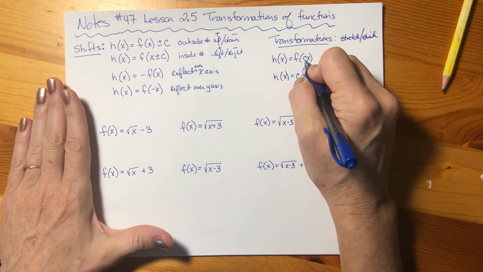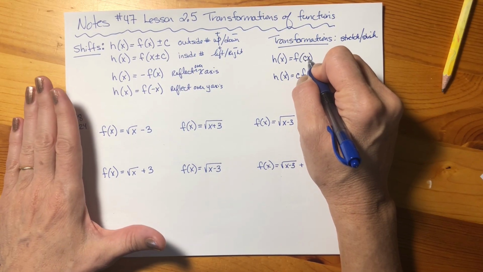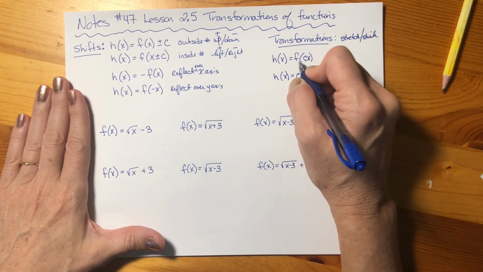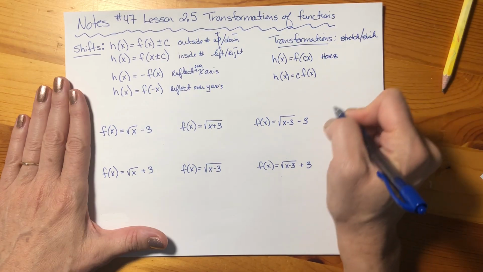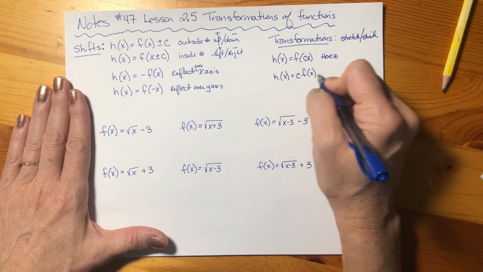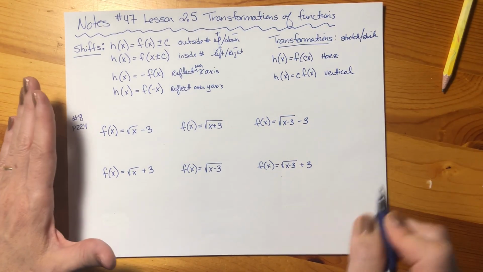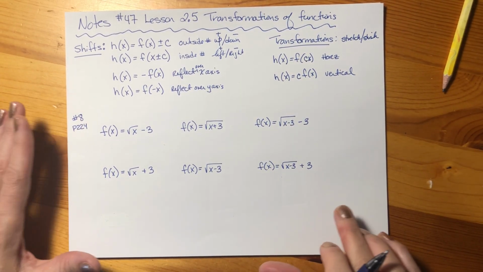So inside here, inside the function, imagine I'm multiplying it by some constant before I go ahead and figure out the function. And this is going to be a horizontal shrink or stretch. And on the outside, this is going to be a vertical shrink or stretch. Like I said, we'll talk more about those tomorrow. I have some good examples.